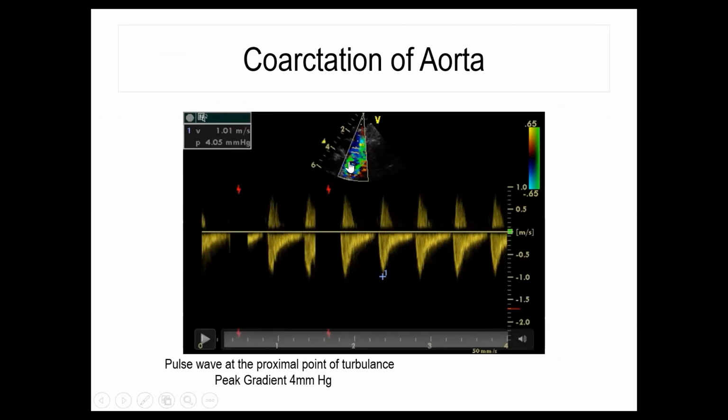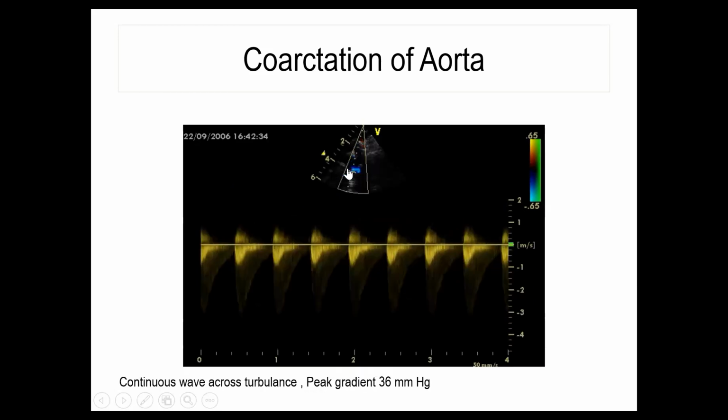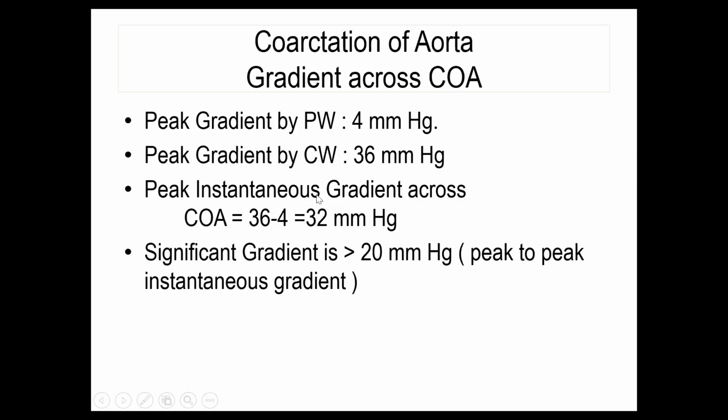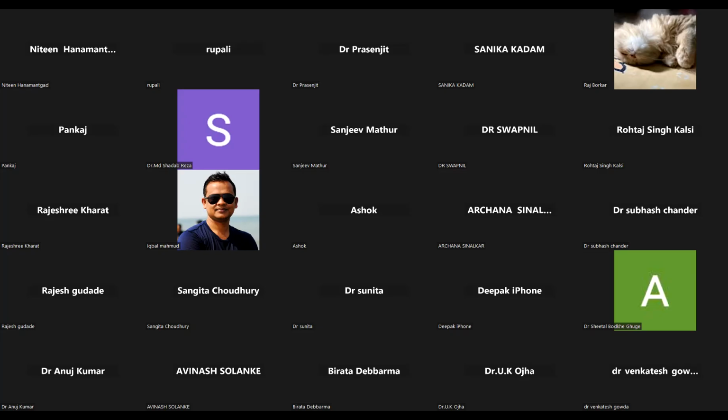Then we move our cursor into the coarctation as we do in aortic valve. And look, aliasing happens. Then we have to switch to a continuous wave Doppler. And we see two sample volumes. Now one is pre-coarctation and second is through the coarctation. And this is almost 3 meters per second. The gradient is 36. And the effective gradient is 36 minus 4, that is 32 millimeters of mercury. So always look at the descending aorta, because that is where you'll find a lot of answers for your coarctation of aorta.